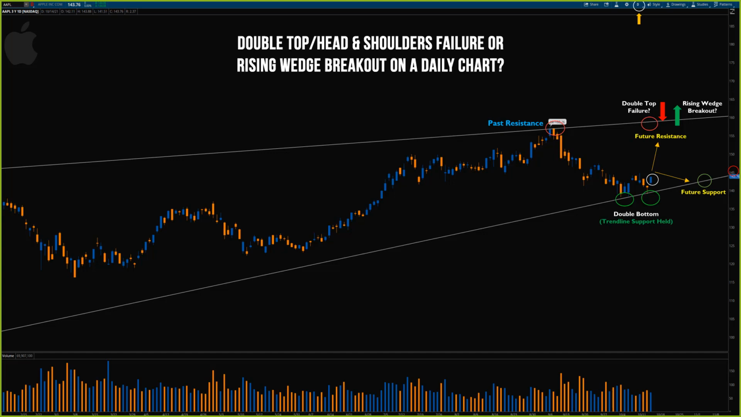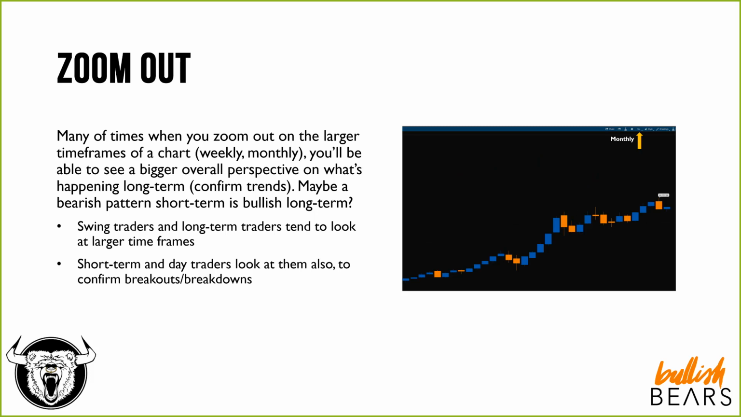All right, so zoom out. Many a times when you zoom out on the larger time frames of a chart, if you go to a weekly or a monthly chart, you'll be able to see a bigger overall perspective on what's happening long term and confirm trends. So maybe you might be looking at a bearish pattern short term, but it's actually bullish long term. So swing traders, long-term traders tend to look at larger time frames.